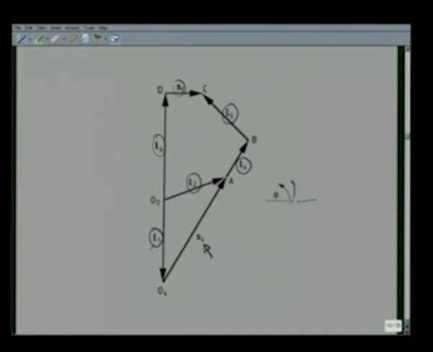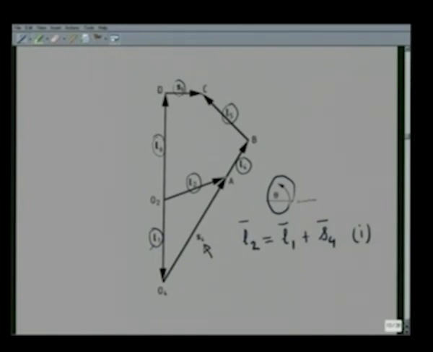So, we can have one closed loop O2, A, O4, O2, which means L2 is equal to L1 plus S4. This is one loop closure equation in terms of link length vector and sliding displacement vector.